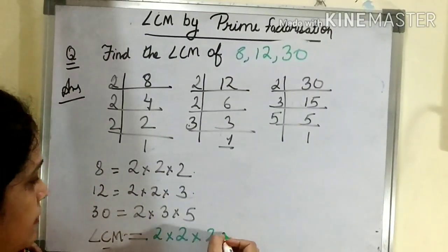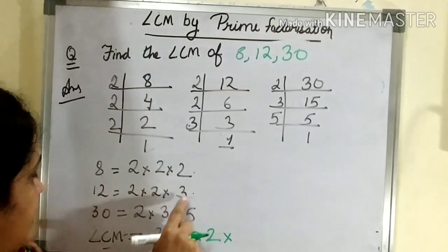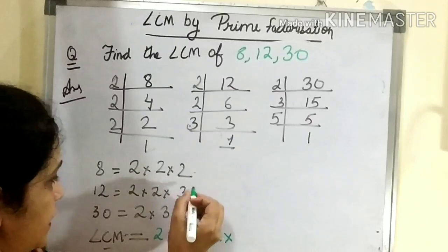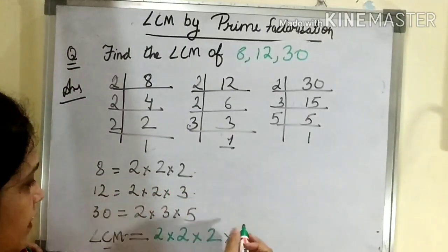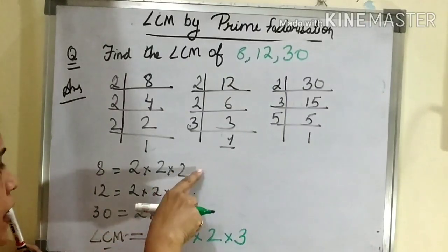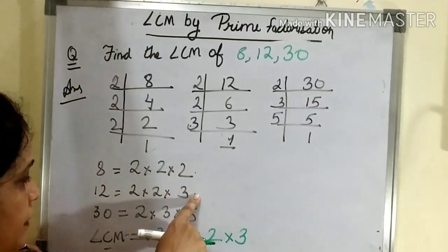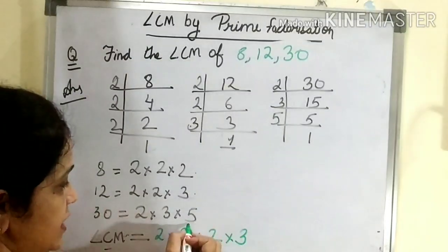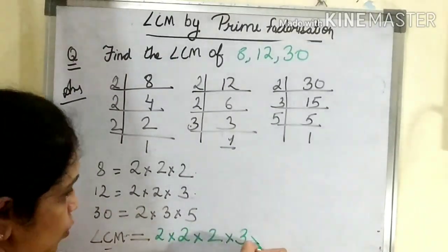After that, which prime number came? 3 came here in 12 and in 30, here it is not there even once, but since it is a prime factor of any one of the numbers, we will consider 3. Then 5 is not present here. 5 is not a prime factor of 12, but 5 is a prime factor of 30, and the maximum number of times it occurred is once.